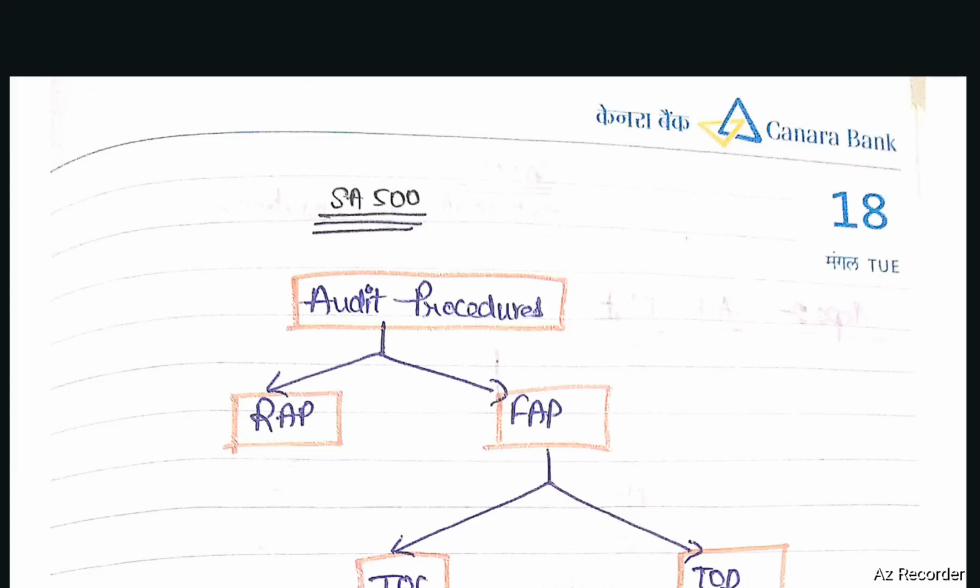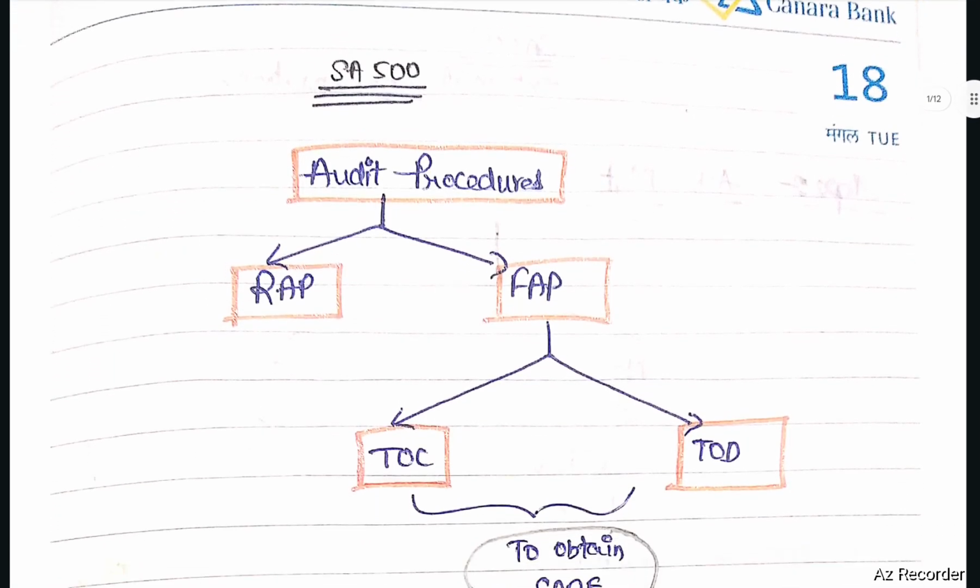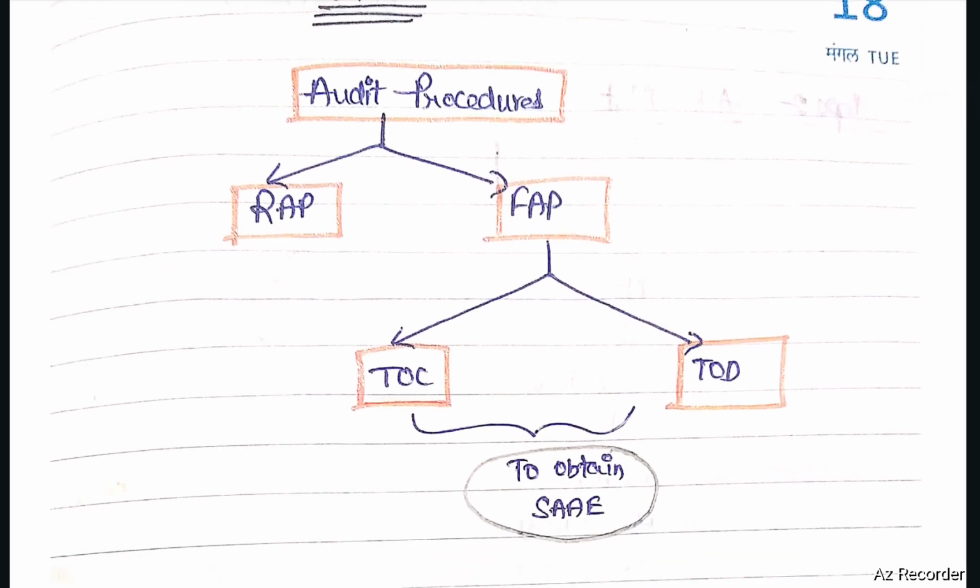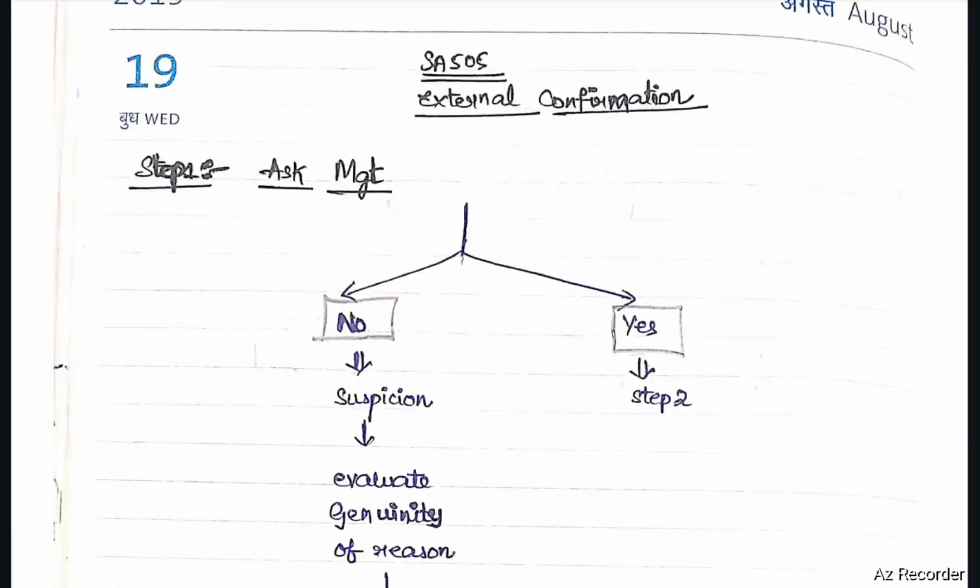SA 500 audit evidence. As per SA 500, audit procedures are of two types: risk assessment procedure and further audit procedure. Further audit procedures are again divided into two categories: test of controls and test of details. They both are used to obtain sufficient and appropriate audit evidence. SA 505 external confirmation.